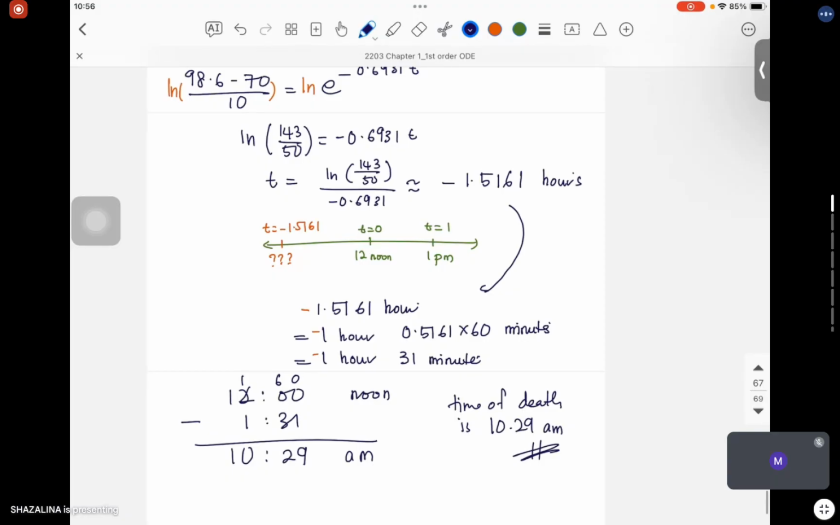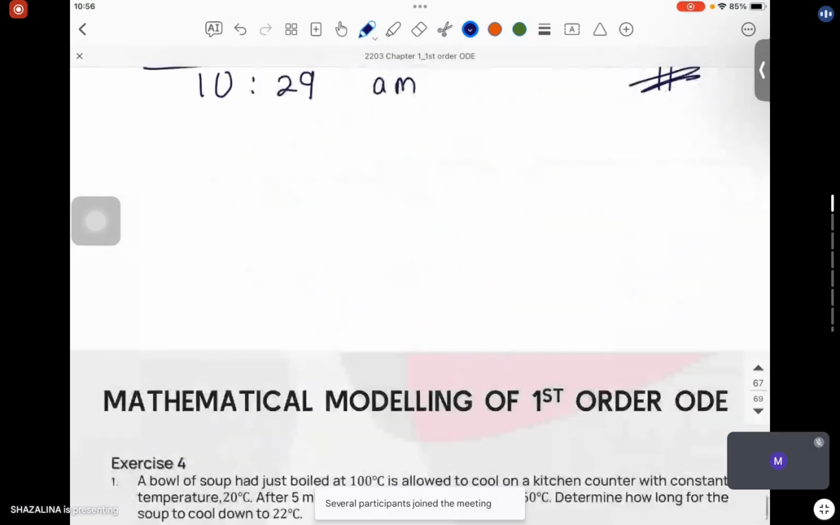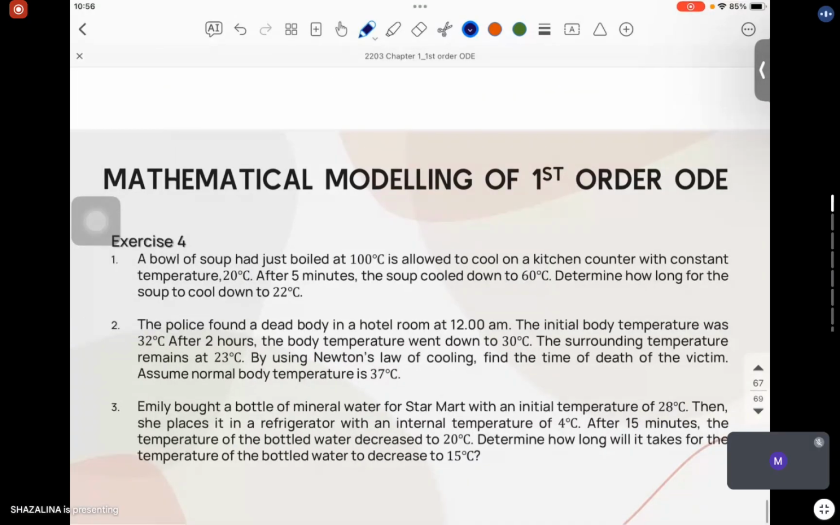Ada soalan tak? Okey, doktor. Okay. So we have a lot of exercise here and I'm also going to give you another exercise dalam Cengage. Saya tak sempat buat lagi. Nanti I just deliver and let you know in our WhatsApp group. So since tak ada apa-apa, ada soalan tak? Thank you, doktor. Thank you.